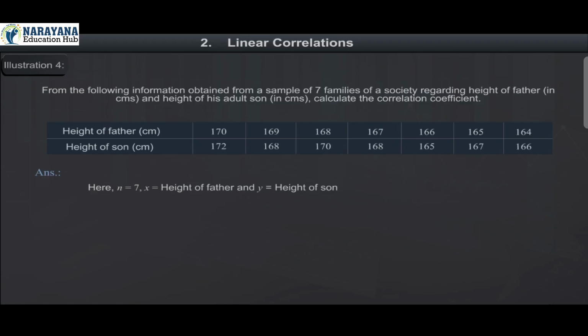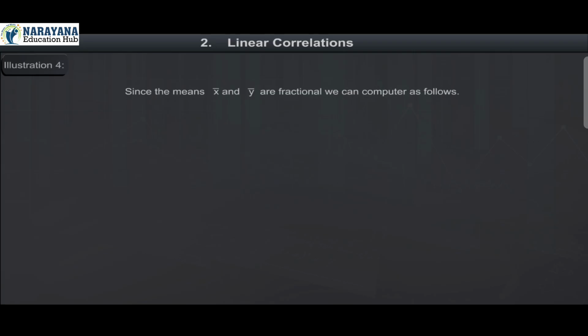Here n is equal to 7, x is equal to height of father and y is equal to height of son. Now x bar is equal to sigma x divided by n is equal to 1169 divided by 7 is equal to 167 and y bar is equal to sigma y divided by n is equal to 1176 divided by 7 is equal to 168. Since the means x bar and y bar are fractional, we can compute R as follows.